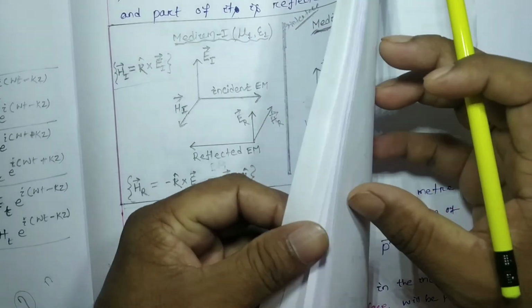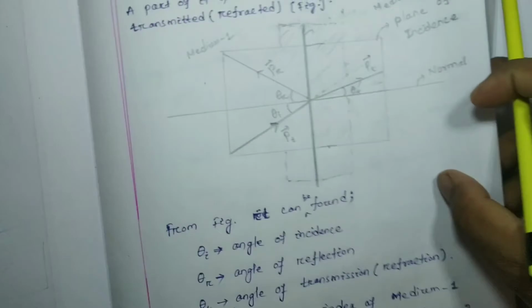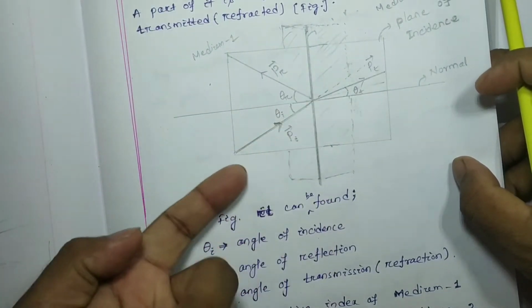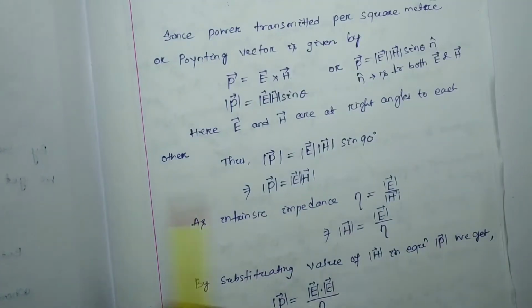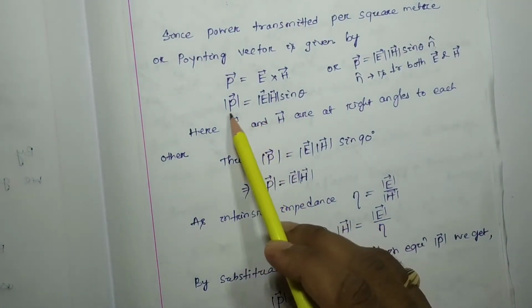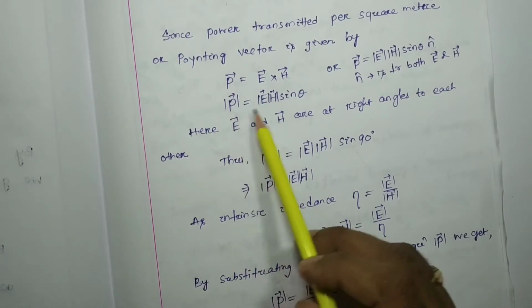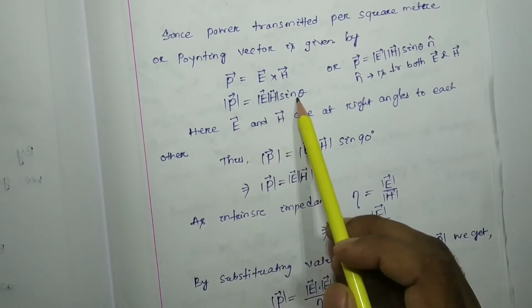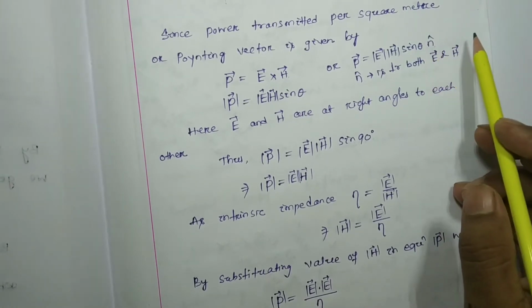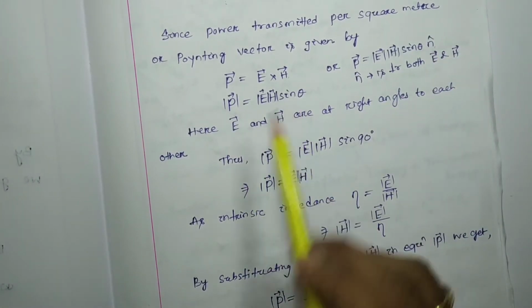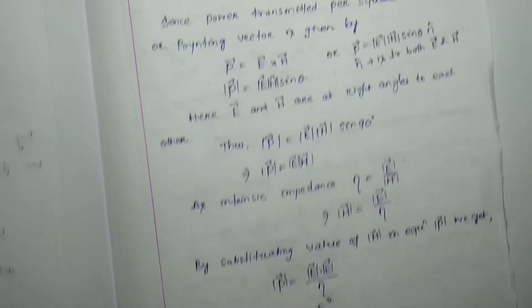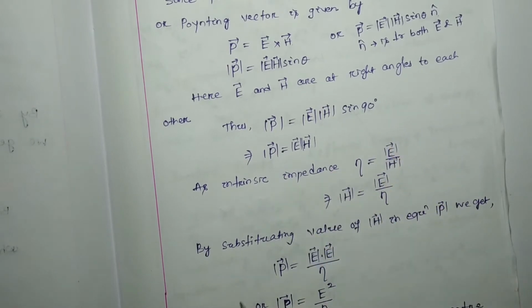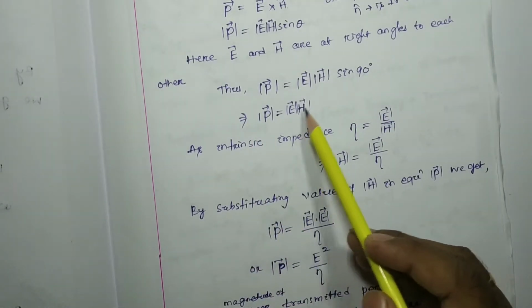But here in our second case, oblique incidence, the power is transmitted obliquely to the interface. Here, if we consider the modulus value of this power, it will be E modulus H modulus sin theta. We are not going to bother about the direction, only the magnitude. Here E and H are at right angles to each other, so theta will be 90 degrees, so P modulus will be equal to E modulus H modulus.